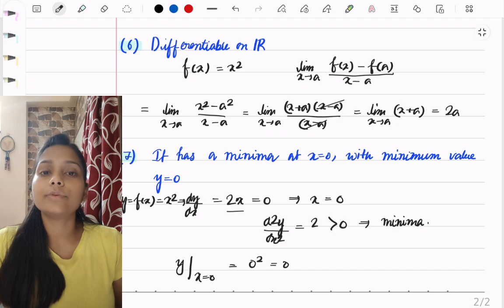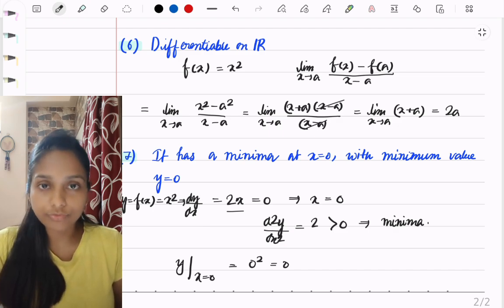In the next video, we will be discussing the y equals x cube function.